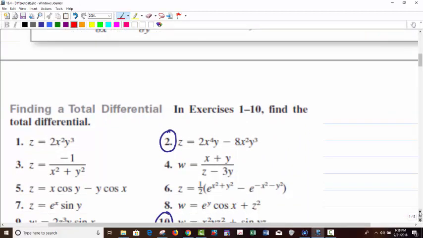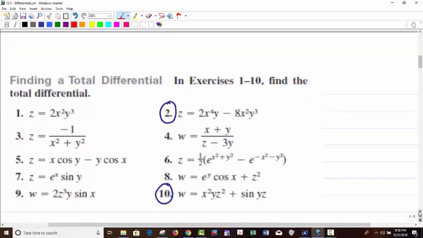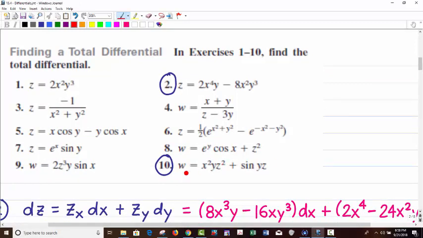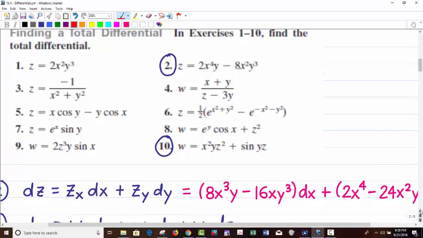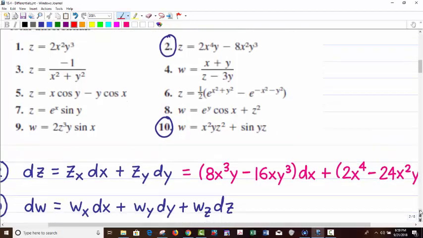So let's just take a look at this. It's just the total differential, then we'll look at some applications coming up. In fact, here's what I was just talking about. This number 10 right here has more than two independent variables. Now this one's not too bad. You've got z as a function of x and y.